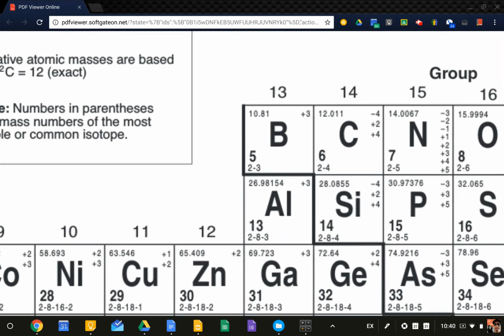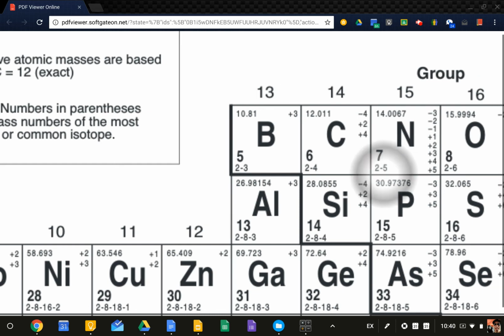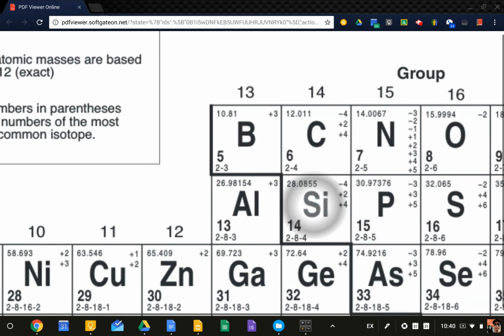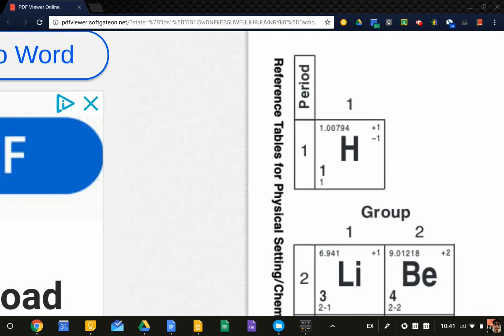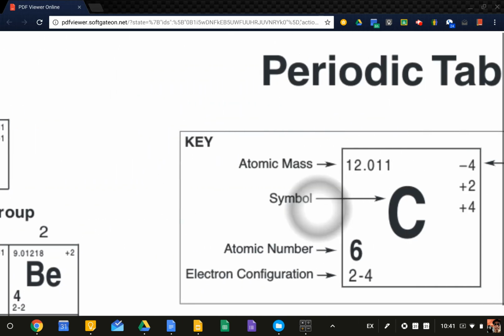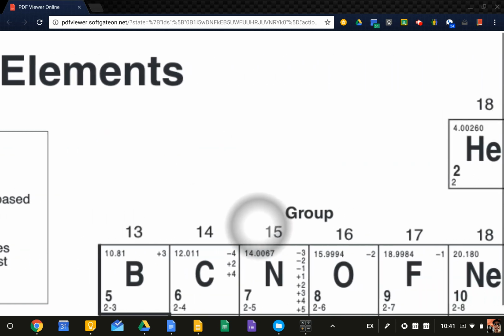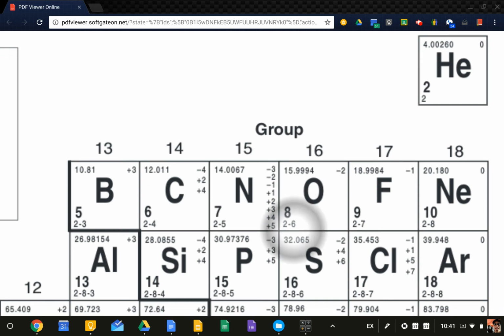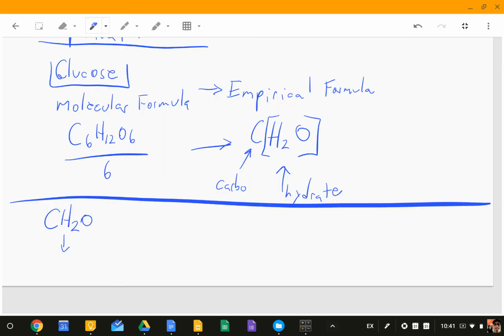So carbon's mass is 12. Oxygen's mass is about 16. And hydrogen's mass we know is the smallest. It's 1 at the top left. Don't forget, the atomic mass is at the top left. So we have 1 carbon, 2 hydrogens, and 1 oxygen. Let's add that up. Carbon has a mass of 12, hydrogen a mass of 1, but there's 2 of them, so I'm going to multiply by 2. And oxygen, there's only 1, and the mass is 16. So 16 plus 12 is 28, plus 2 is 30.